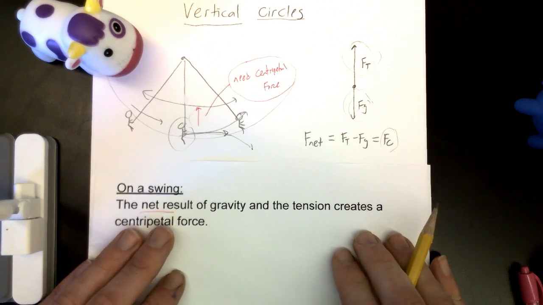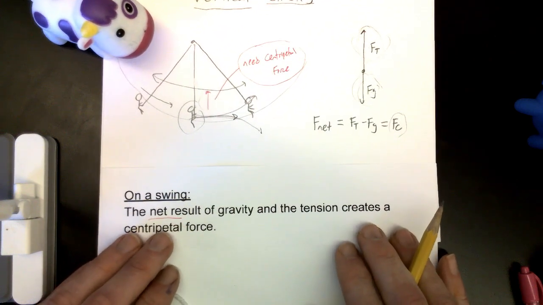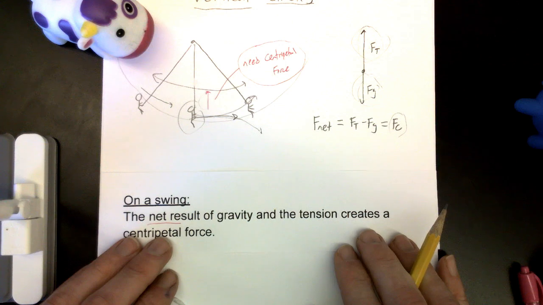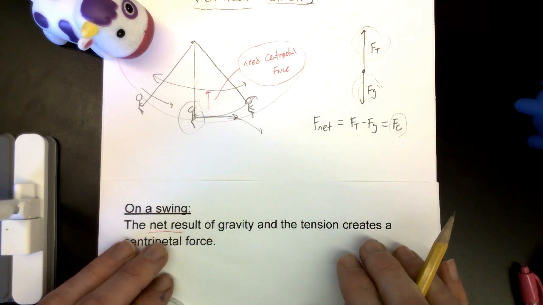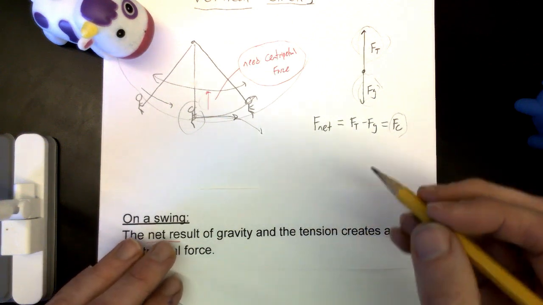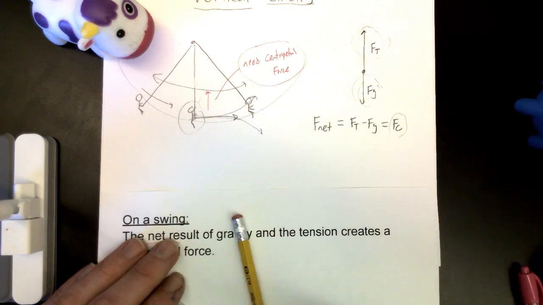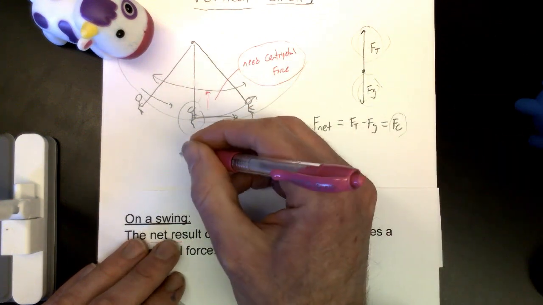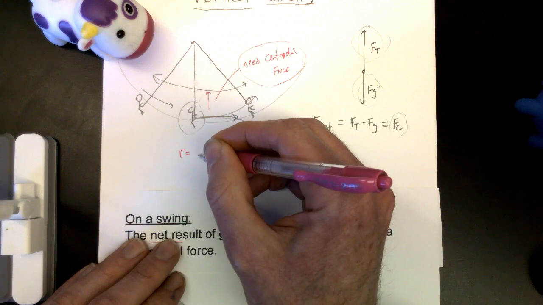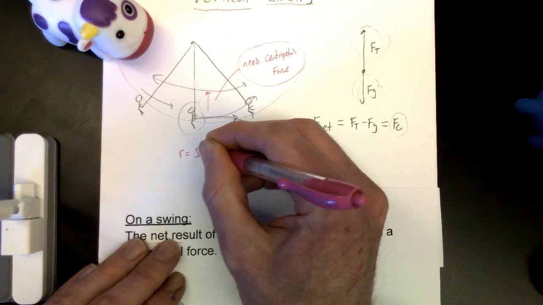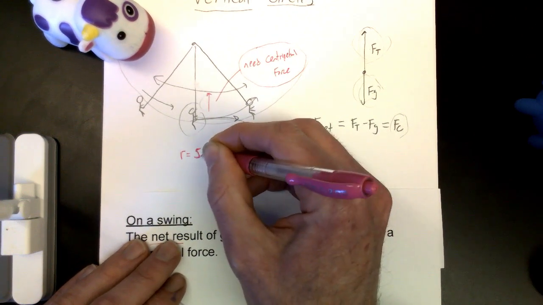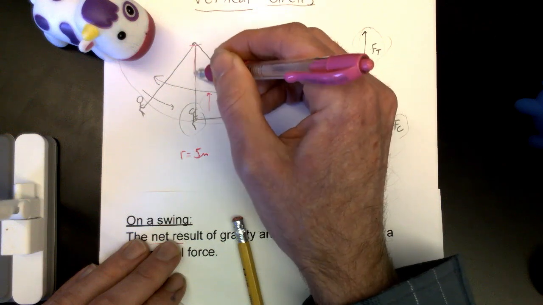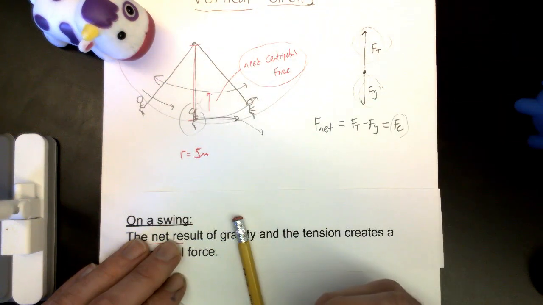So let's play around with some numbers here. And let's see what we can do. So let's just make some estimates here. Let's say that we're on a swing and we'll have a radius of 5 meters for a swing. This is a pretty small swing set. So that's a distance from there to there. We'll just call that to the middle of your body.